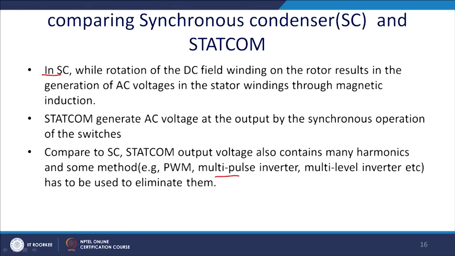and some methods of PWM, multipulse and multi-level inverters etc. have to be used to eliminate them. Maybe you can also use the selective harmonic elimination technique if you have a dominating harmonic to eliminate. In that way, we require to suppress the harmonics. This is one of the disadvantages of the Statcom, that it generates switching frequency harmonics.